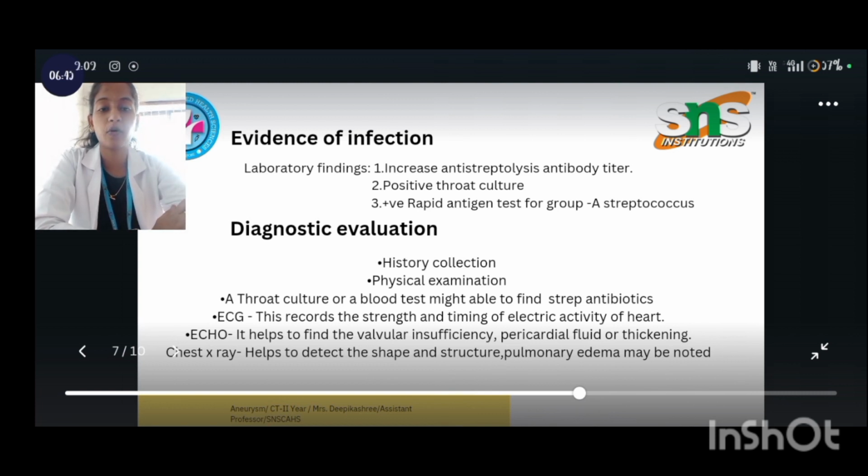Okay, then ECG. This records the strength and timing of electrical activity of the heart. Then echo, it helps to find valvular insufficiency and pericardial fluid or pericardial thickening. Then the last one is chest x-ray. It helps to detect the shape and structures of the heart, or pulmonary edema may be noted in the chest x-ray. So these are all the diagnostic evaluations.